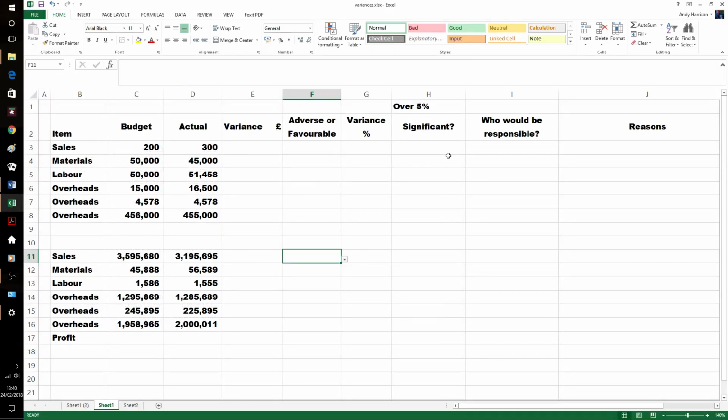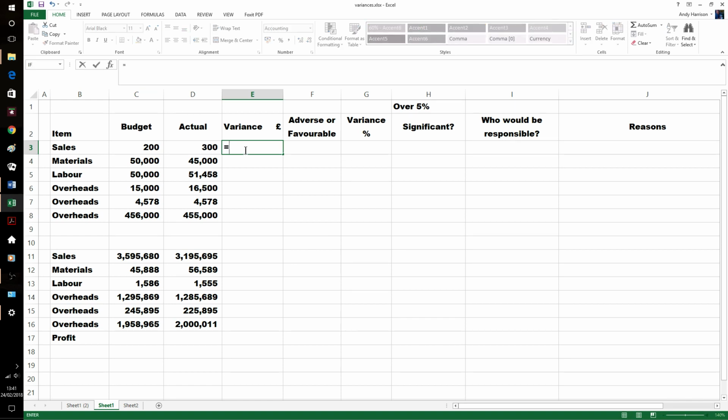So here's our table then. Budgets and actuals already set out, two sets of figures. We've got our sales figures, materials and overheads. On the bottom one we'll also have a look at profits. So the first thing to do is to calculate our variance. So variance is budget minus actual. Budget came before actual, so it's always that way around.